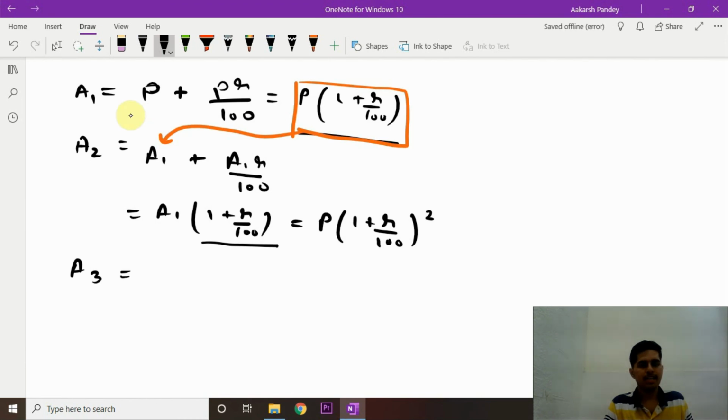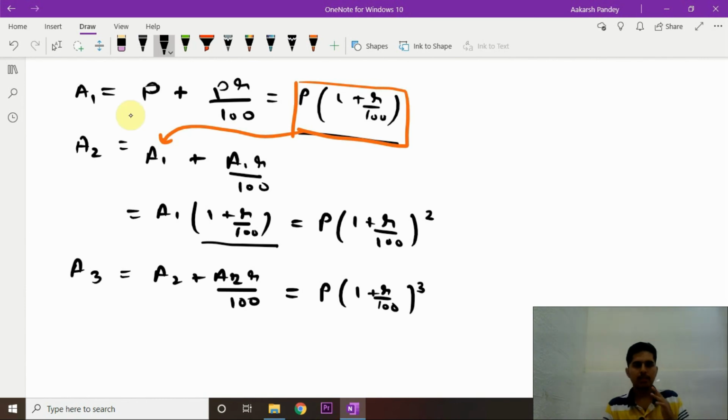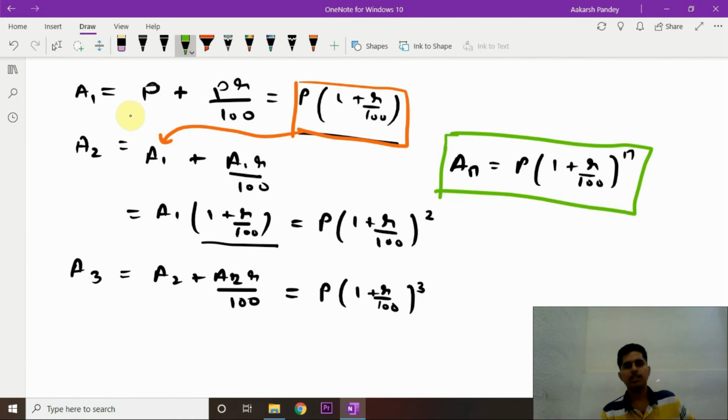Similarly, if you calculate A3 will be nothing but A2 plus A2 times R by 100, which will again turn out to be P times 1 plus R by 100 the whole raised to 3. If you see, you can notice a pattern. Now An is nothing but the amount which I'll get after n years or n terms. It will be P times 1 plus R by 100 the whole raised to n. So this is the direct formula to calculate compound interest.